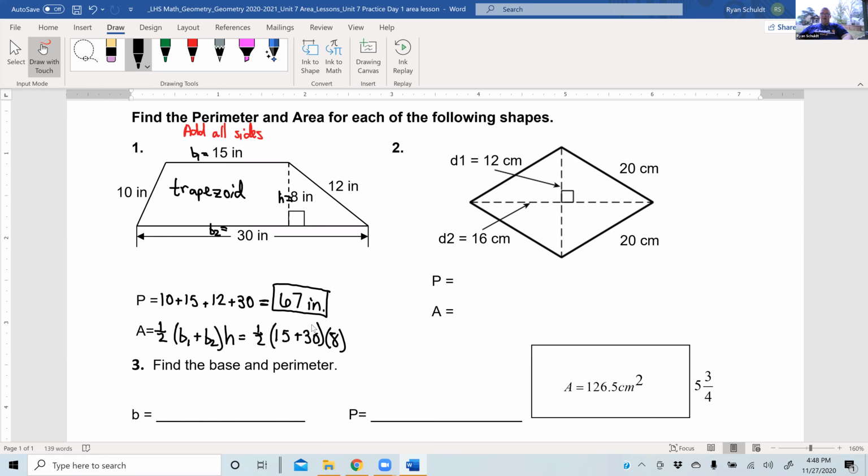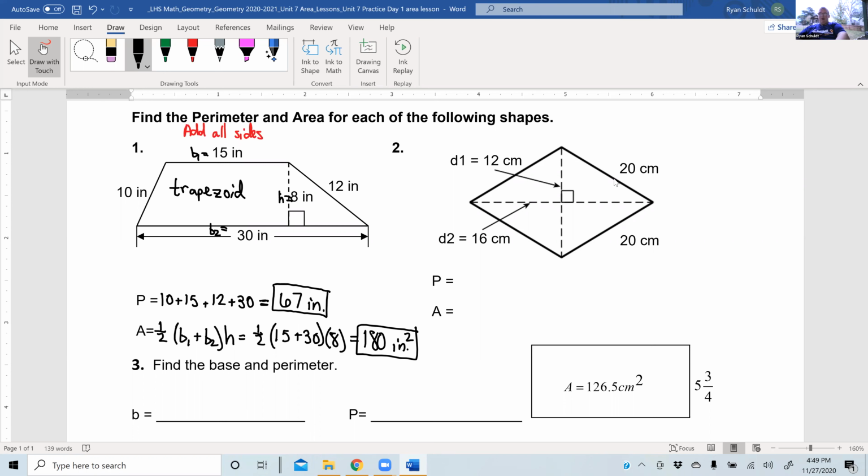If we calculate this, you would get, let's see, that's going to be 45. 8 times 1/2 is 4. 4 times 45. Should get 180 inches squared. Hang on, guys. Okay, there's number one.